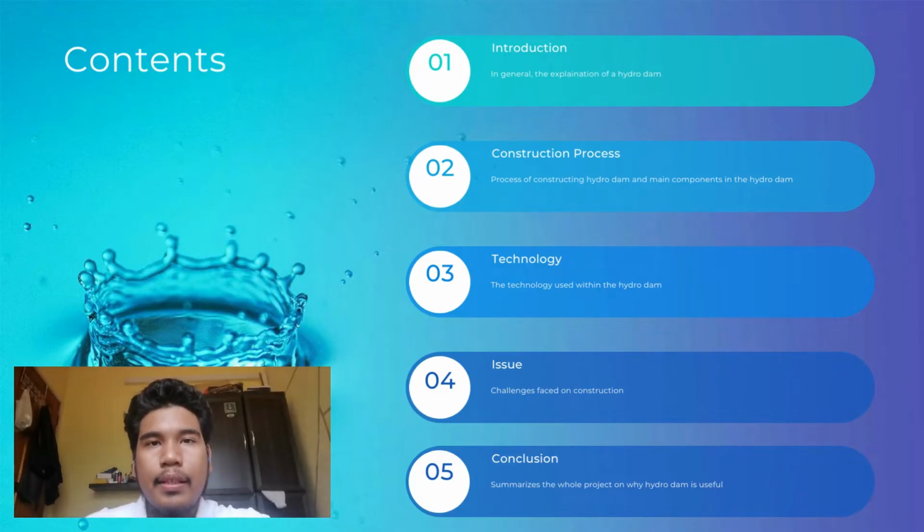The next slide represents the contents of our whole project. The first one is the introduction, in general, the explanation of a hydro dam. The second one is the construction process, which is the process of constructing the hydro dam and the components in the hydro dam. The third one is the technology used within the hydro dam. The fourth one is the issue, which is the challenge faced in the construction. And the last one is the conclusion, which summarizes the whole project on the hydro dam, on why the hydro dam is useful.